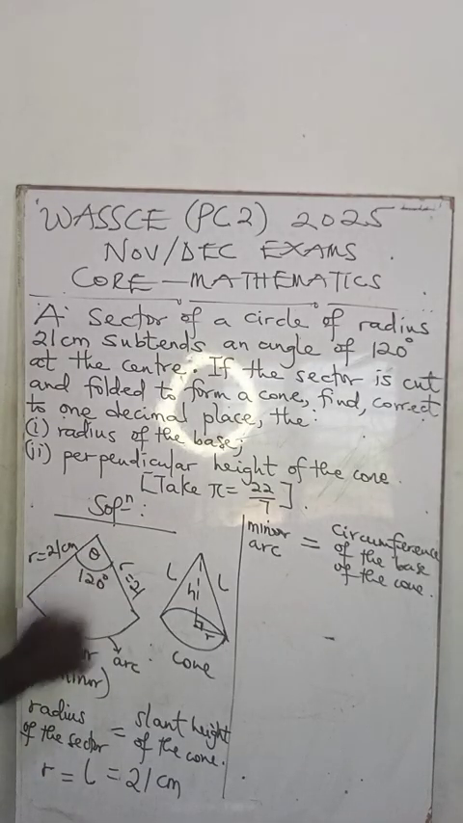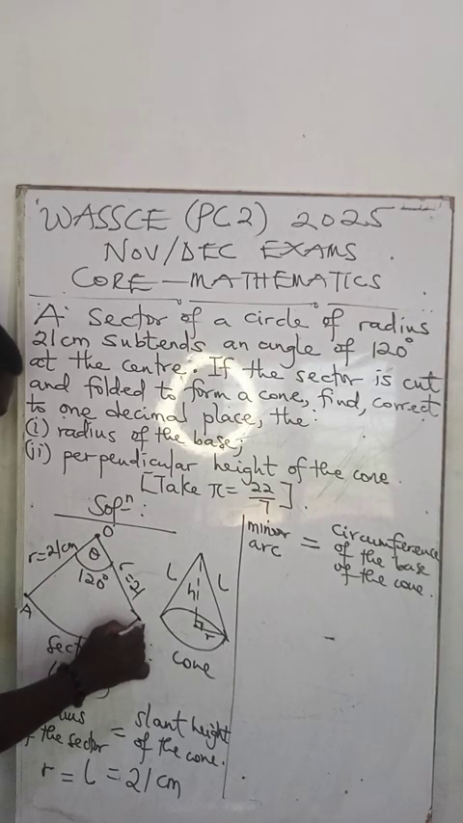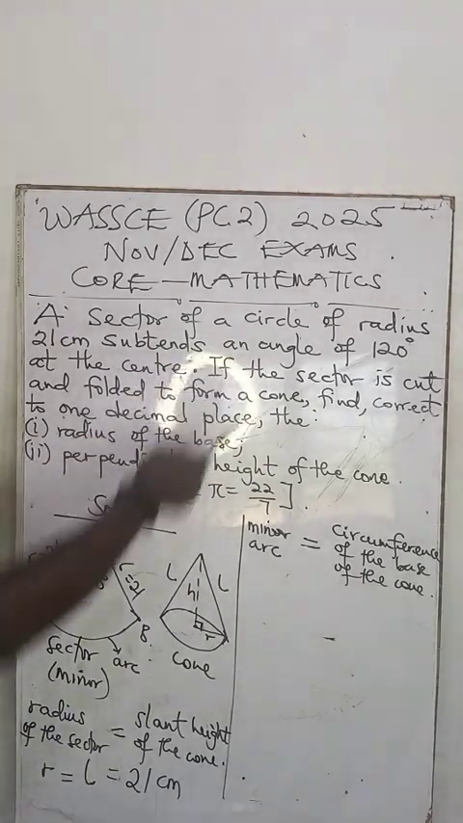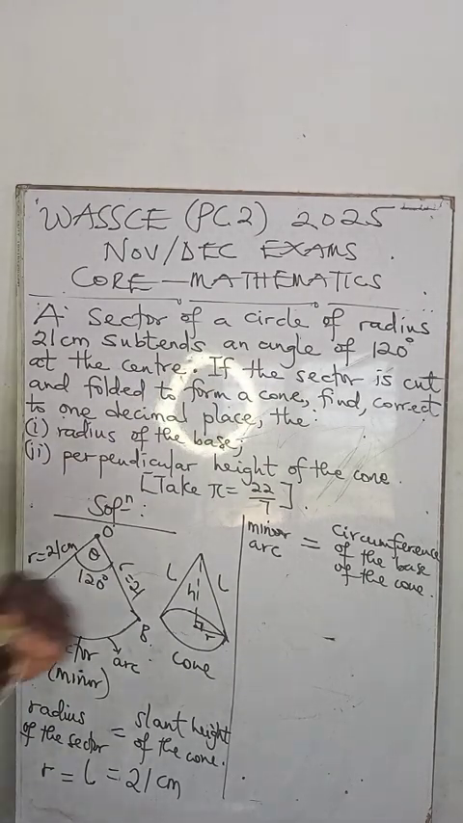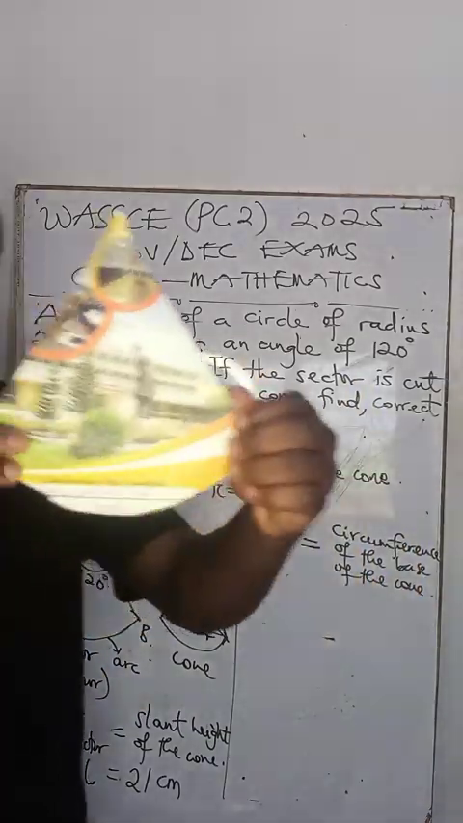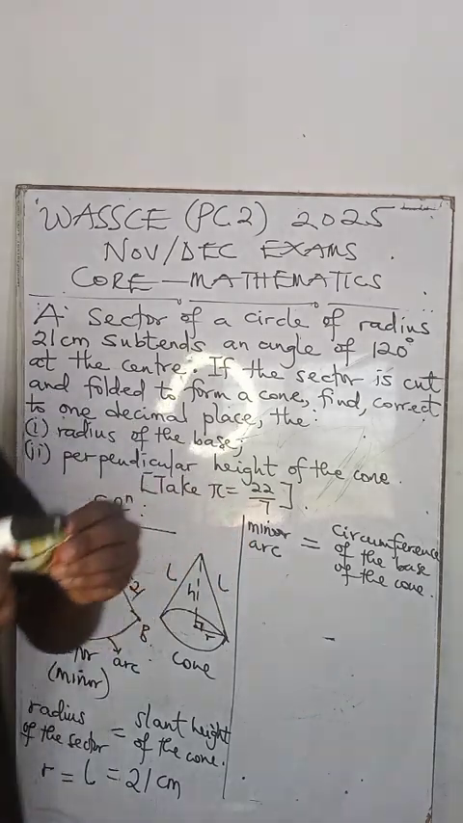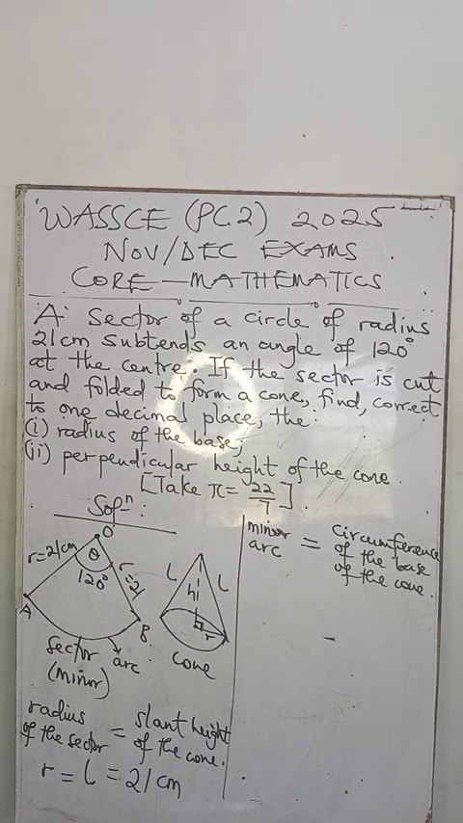So our angle here, theta, is 120 degrees at the center. Let's see the center O. We have a point here A, then let's see B. If the sector is cut and folded to form a cone, that's the deduction we've done here. This is our sector. When you fold it, it forms a cone nicely. The same thing applies to a major sector. When you fold it, it will tend to be a nice cone. So now let's see.